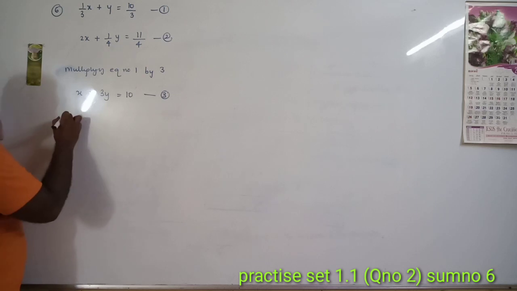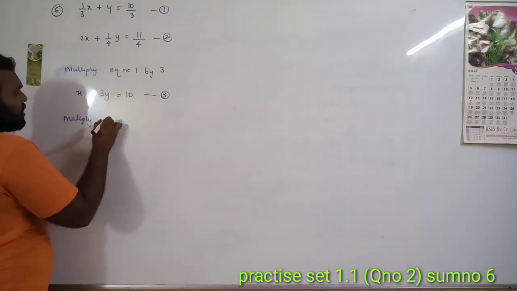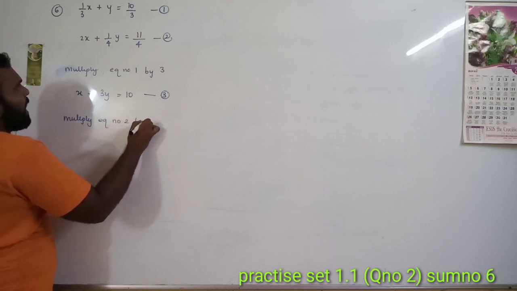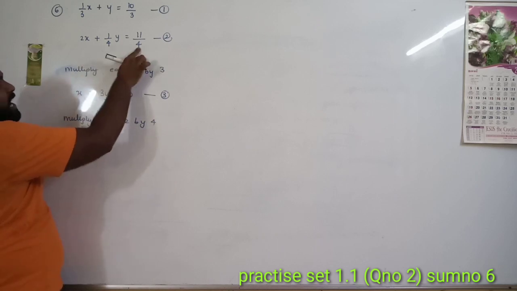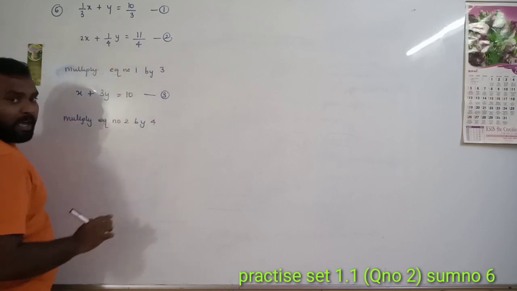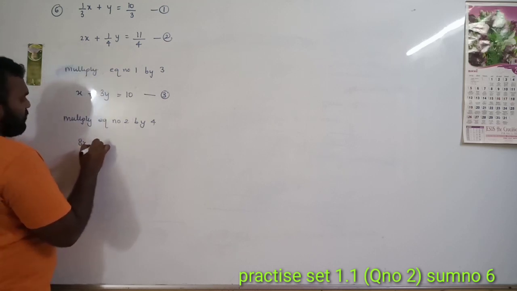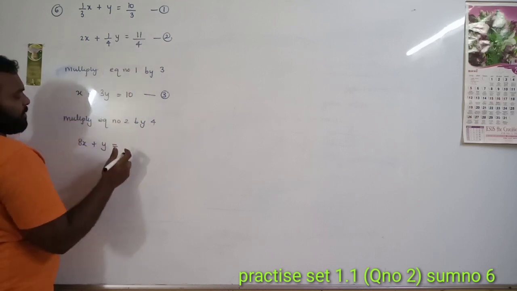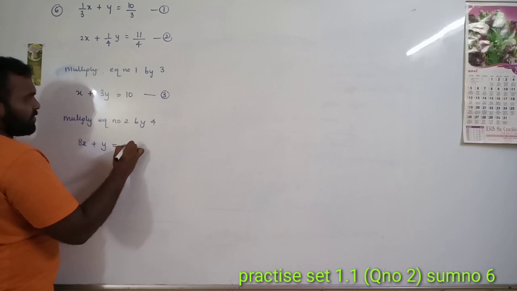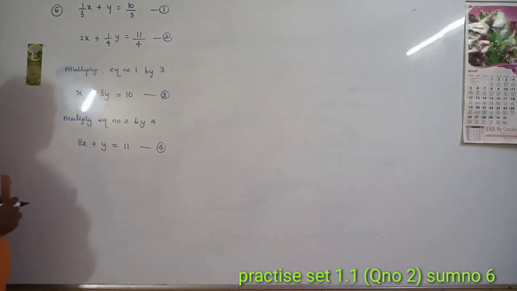Okay, children? Then, multiplying equation number 2 by 4, because in the denominator you have 4. So I have to remove the 4, so I will multiply it with 4. 4 twos are 8. If you multiply by 4, 4 and 4 cancel, so what is left? y. Here I multiply by 4, so what happens? 11 is left. This will be equation number 4. Okay?